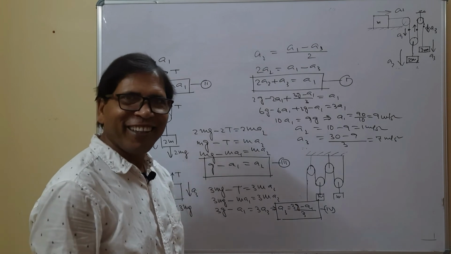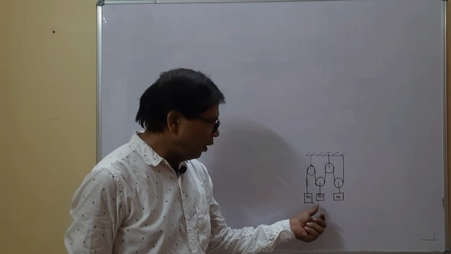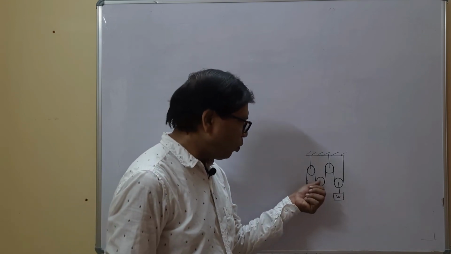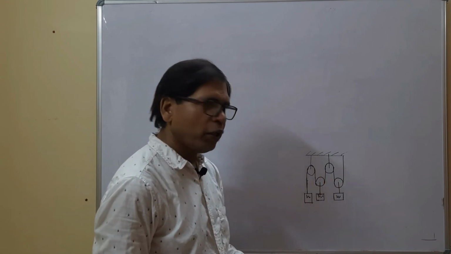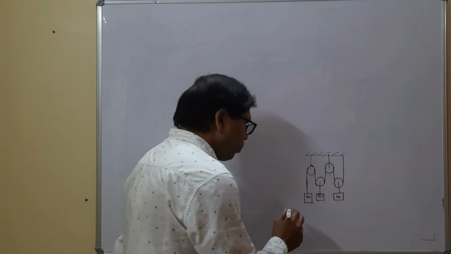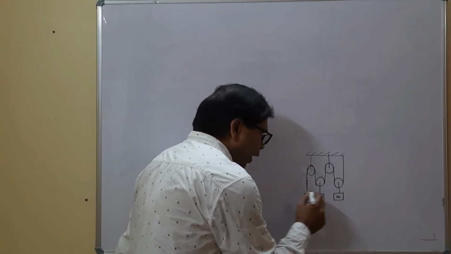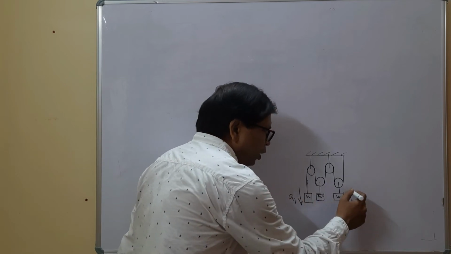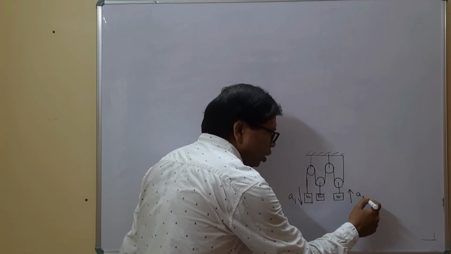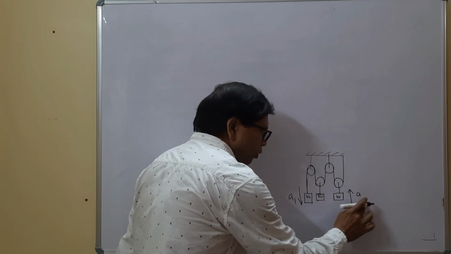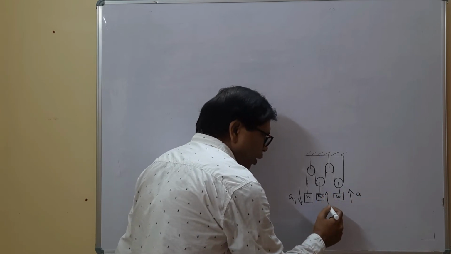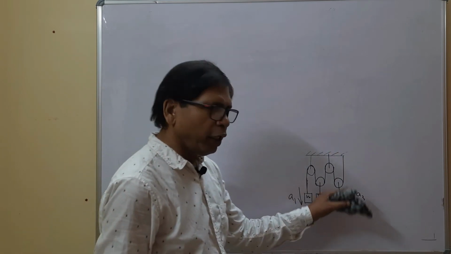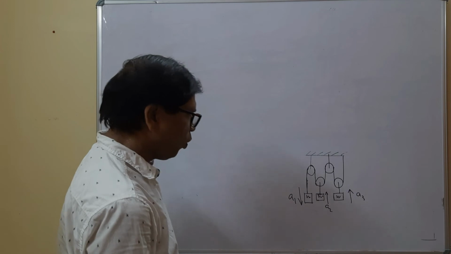Okay, understood? Look at this, mass M hanging this way. This is the movable pulley, this is the movable pulley, this is the fixed pulley. Suppose the acceleration of it in the downward direction is a1, the acceleration of it in the upward direction is a2, and the acceleration of this one in the upward direction is a3.